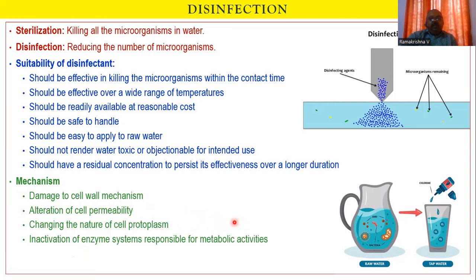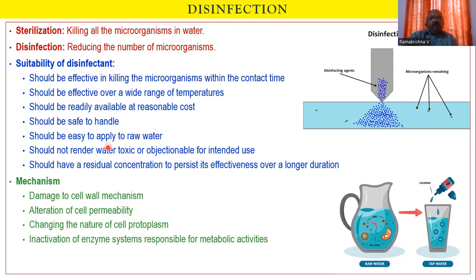As for the mechanism, when you add a disinfectant, it should damage the cell wall. It should alter the cell permeability. It should change the nature of the cell protoplasm. It should inactivate the enzyme systems responsible for the metabolic activities. So the disinfectant should be capable of destroying the cellular activity, and it should inactivate the fundamental system of the microorganism's working. That is the main thing here, the mechanism part.